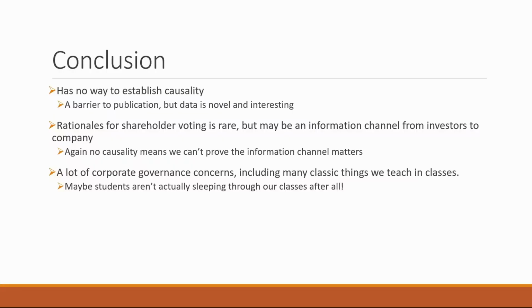And rationales for shareholder voting is rare. It seems to be increasingly common, like it's gone up over time, but it's still quite rare. But when it is showing up, it may be an information channel from the investors to the company saying, hey, we're worried about this thing. Now, again, there's no causality. There's no one randomly giving rationales or not giving rationales. So we can't prove that the information channel matters here.